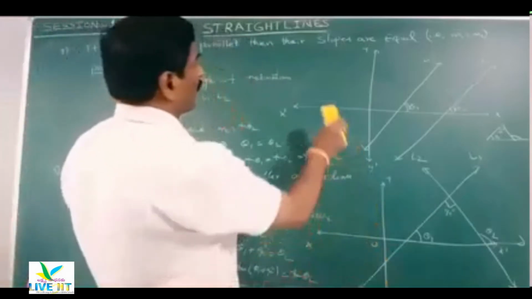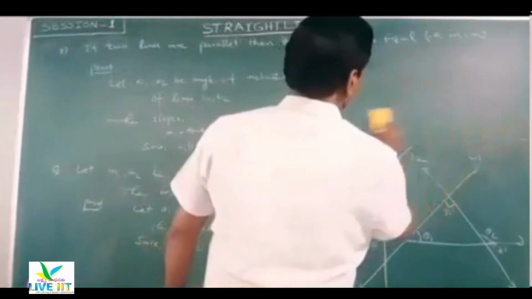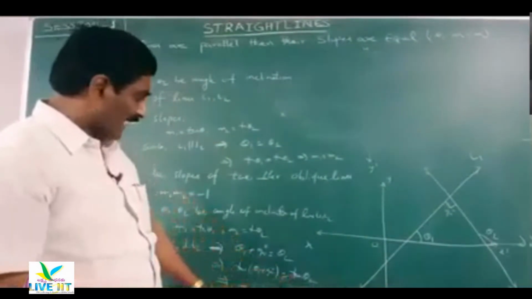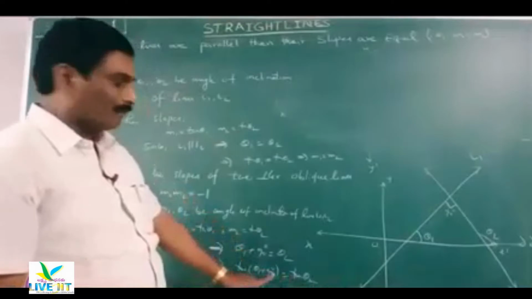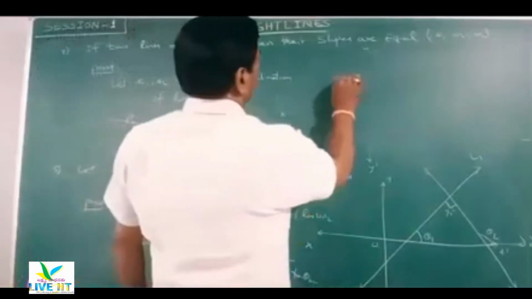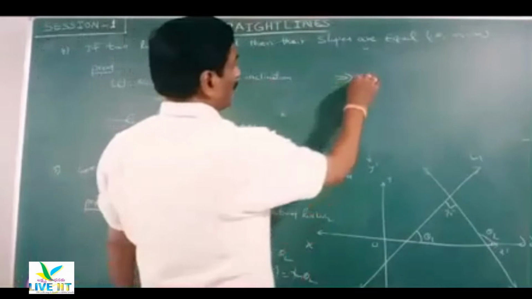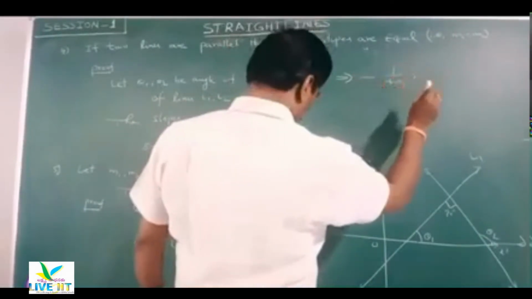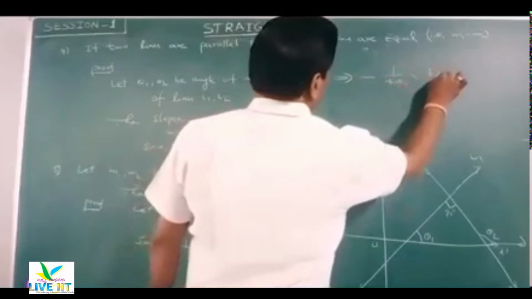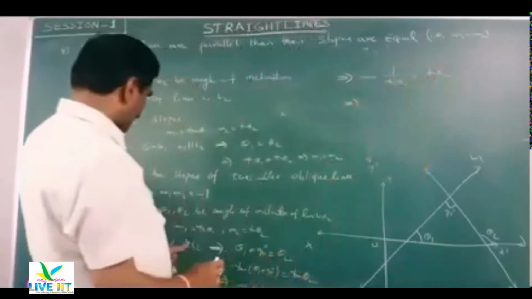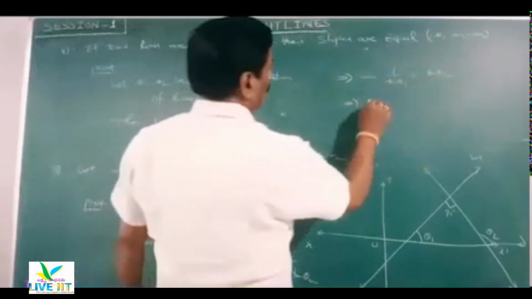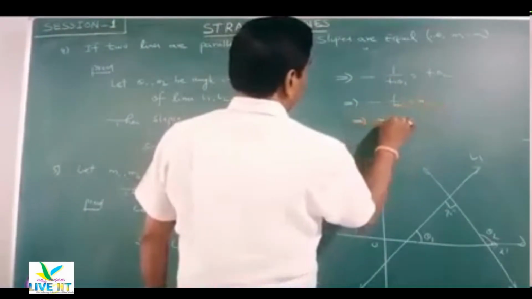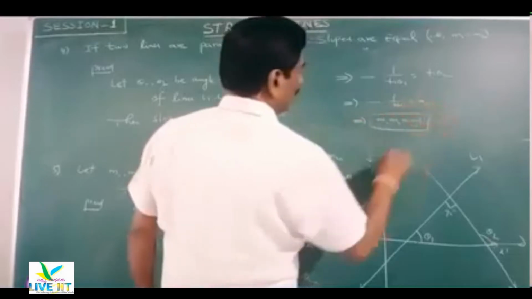Applying tan on both sides, we get tan of theta 1 plus 90 is equal to tan theta 2. Tan of 90 plus theta is in the second quadrant, so minus cot theta 1 is equal to tan theta 2. What is the value of minus cot theta 1? Minus 1 by tan theta 1, since cot is nothing but 1 by tan, is equal to tan theta 2. But actually tan theta 1 is equal to m1, tan theta 2 is equal to m2. Minus 1 by m1 is equal to m2. After cross multiplication we get m1 m2 is equal to minus 1.